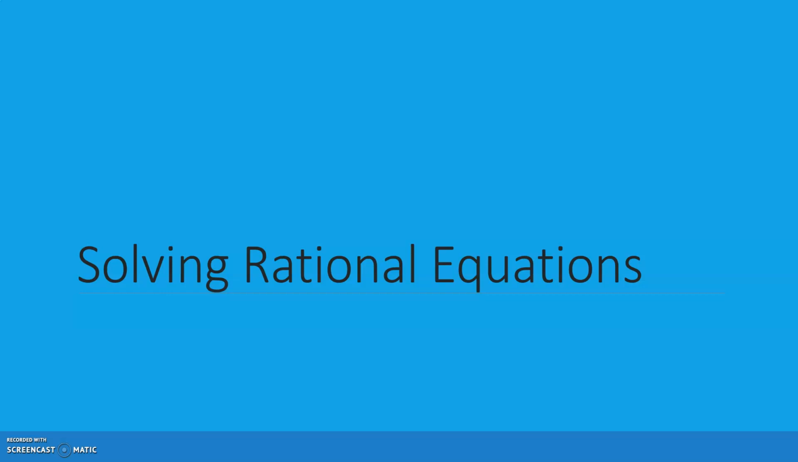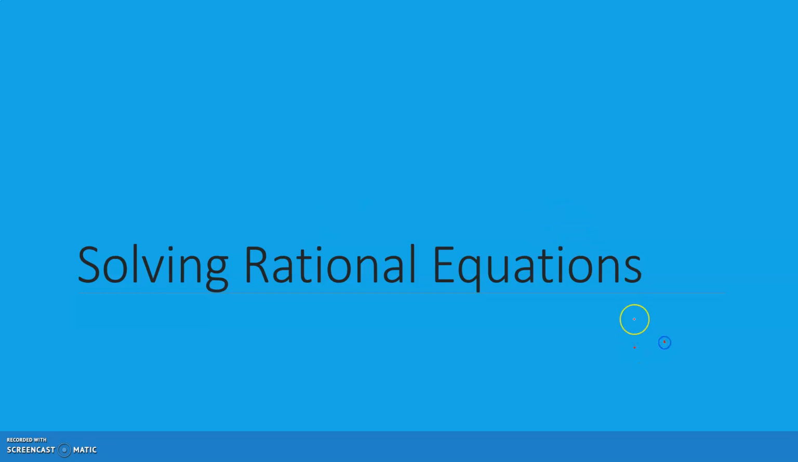This week we're going to look at solving rational equations. This will encompass and make you use all of the other topics that we've looked at: adding and subtracting, multiplying, dividing, finding the least common denominator. So you need to be a master of all of those skills in order to solve rational equations correctly.